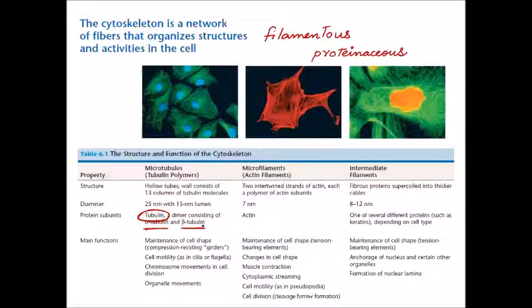Usually one microtubule has 13 columns of tubulin molecules. So imagine you have around 13 sticks or 13 straws with you, and you're arranging all these 13 straws together to form a circle with a gap in the center. Then that could be considered as one microtubule. So one microtubule is composed of 13 tubulin molecules.